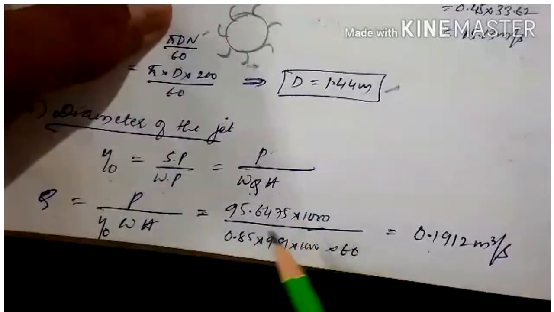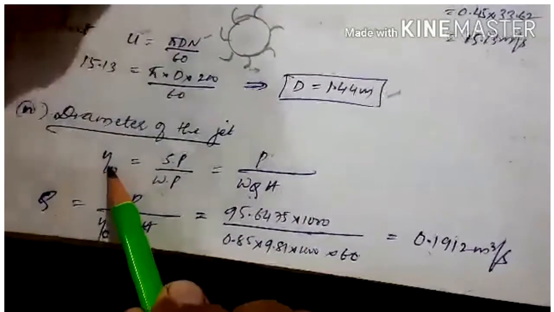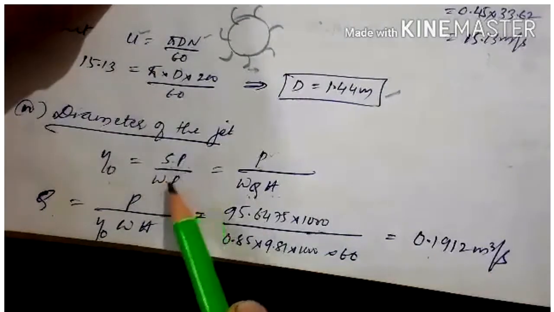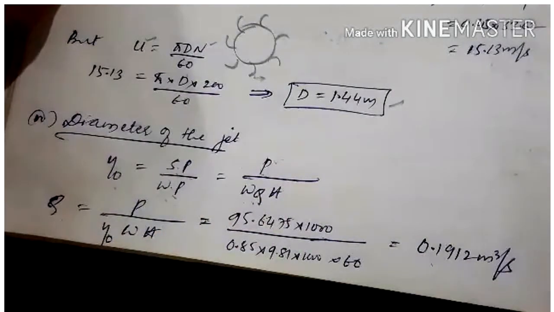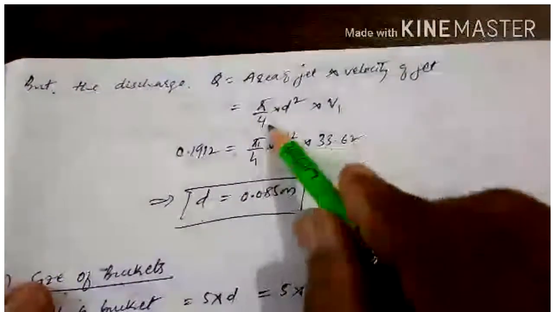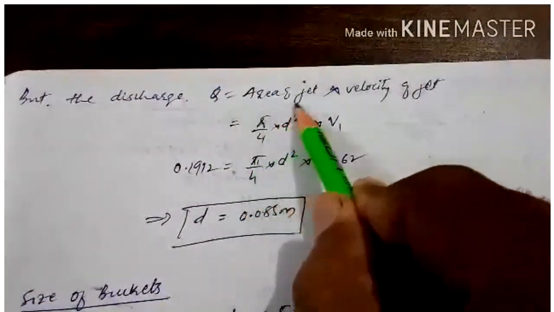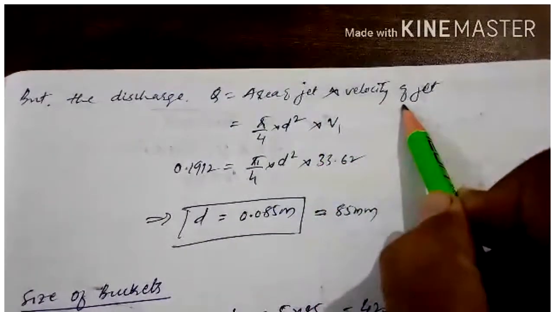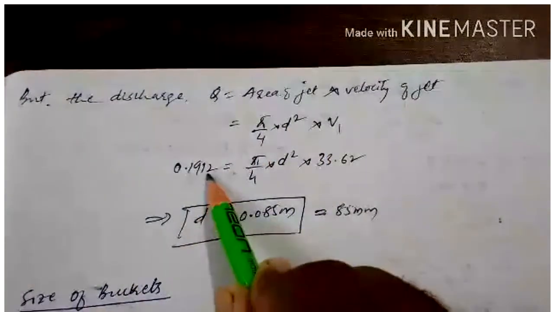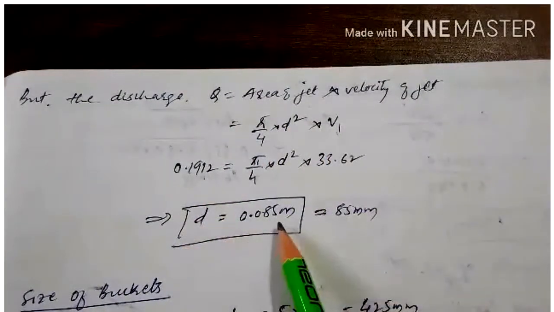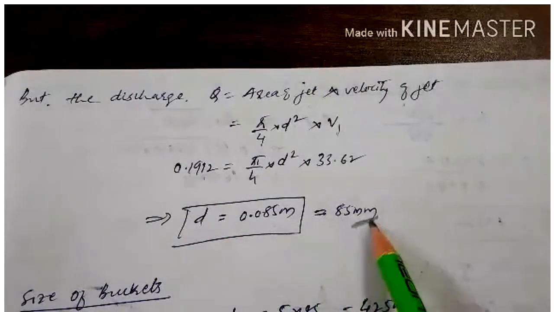I hope you understood this one. So you have to remember this overall efficiency formula, that is shaft power by water power. From this we can get the value of Q. Once we get the value of Q, next we calculate the diameter from the discharge formula, Q equal to area of jet into velocity of jet. The area of jet can be given as pi by 4 into d square, into V1. Substitute the value of Q here, we get the diameter of jet as 0.085 meter, 85 millimeter.